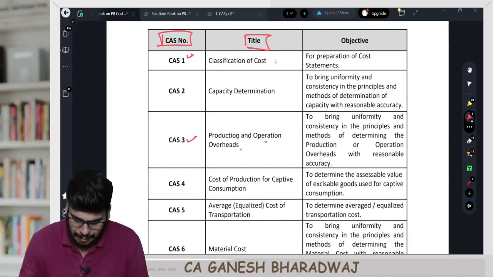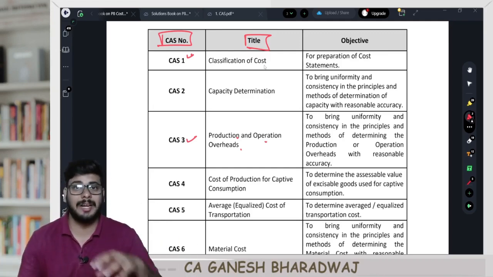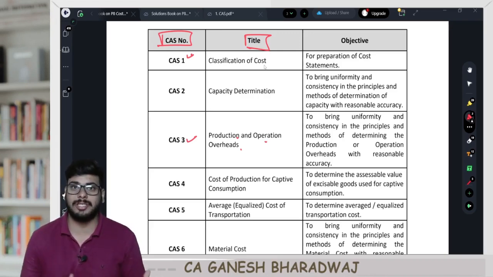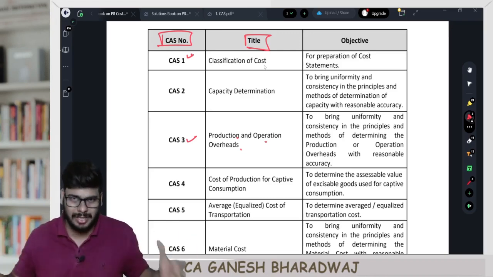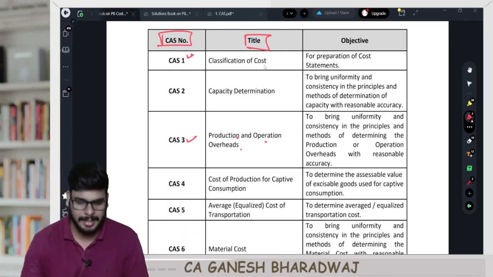First, CAS number 1 talks about classification of cost. So we have seen all this cost classification, right? Now material, labor, overheads, your prime cost, that is your direct cost, indirect cost, all these things, administration overheads, your administration cost, your factory cost, that is your manufacturing cost, your selling cost, manufacturing, non-manufacturing cost, all these cost classifications which we have seen actually stem out of a standard called CAS number 1.